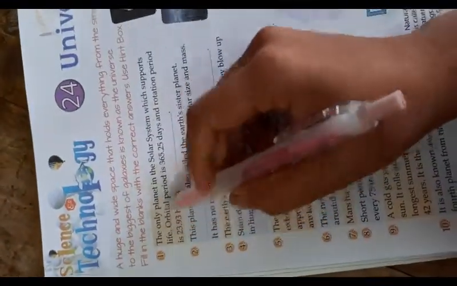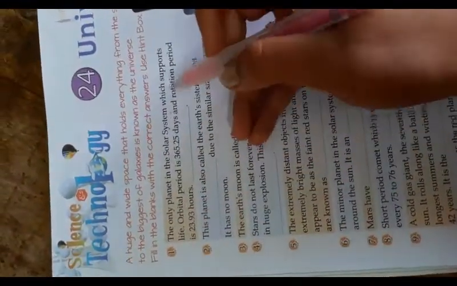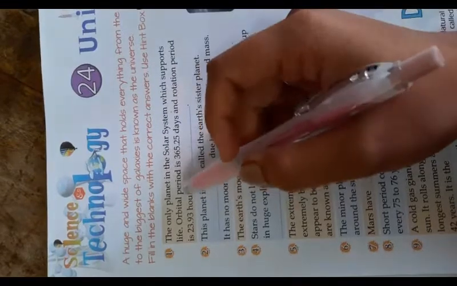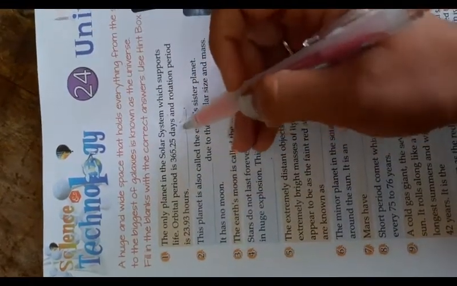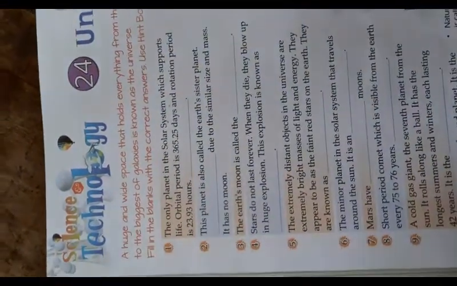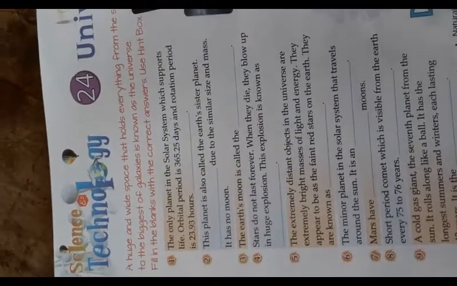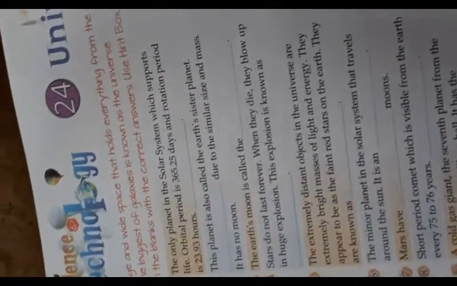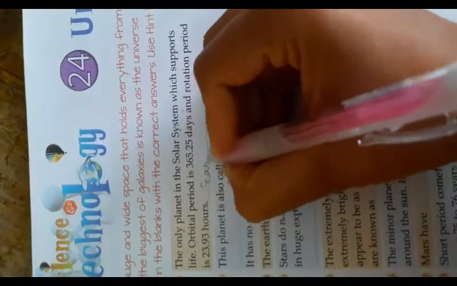Now, first fill in the blank. The only planet in the solar system which supports life. Orbital period is 365.25 days and rotation period is 23.93 hours. So it is Earth. So write Earth.